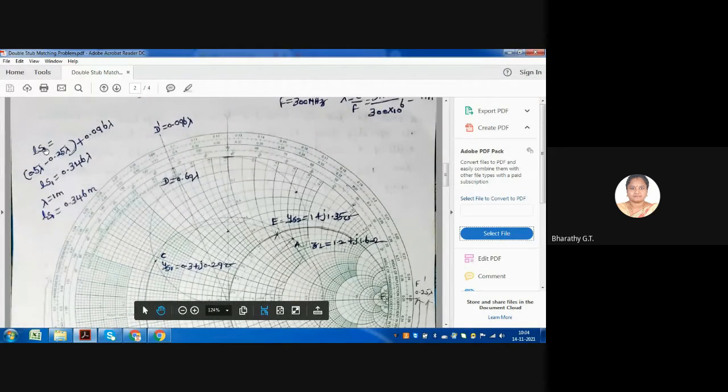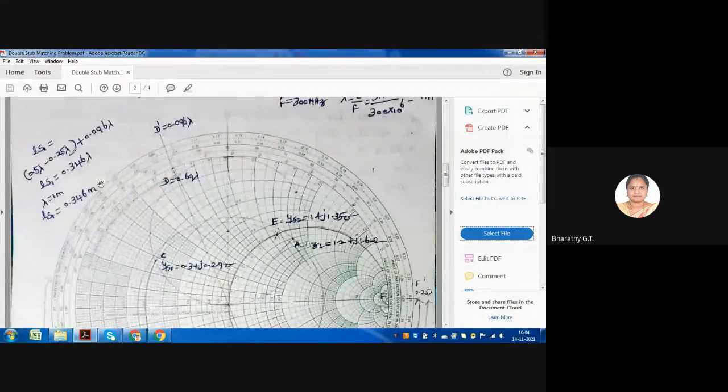So how will you find the length of the stub 1? 0.5 lambda is our total wavelength distance of the Smith chart. So if you subtract 0.25, you will get the bottom half. To that bottom half 0.25, if you add this 0.096, you will get the required length of the stub 1, which is 0.346 lambda. So 0.5 minus 0.25 plus 0.096 lambda.